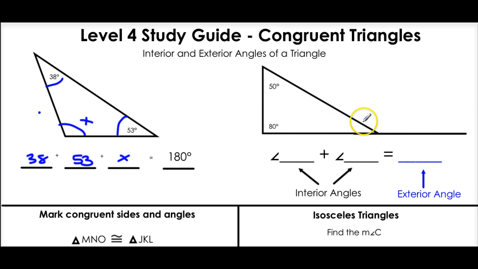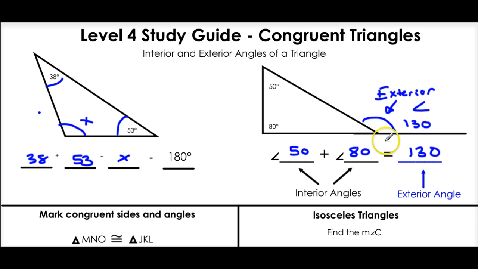We also know the exterior angle. If I want to know this exterior angle right here, why is it called the exterior angle? Because it is on the outside. We're going to use the exterior angle theorem, which is the two interior angles add up to equal the exterior angle. So in this case, 50 plus 80 will tell me what my exterior angle is, which is equal to 130. Whenever you know the exterior angle of a triangle, just use this setup to solve it. The two interiors added together equals the exterior.